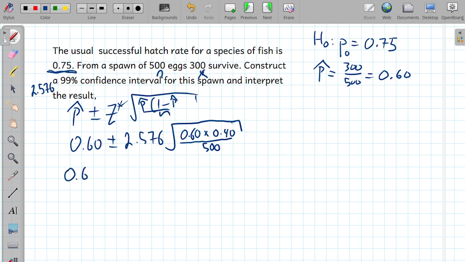Here's 0.60, here's a plus and minus, and now it's calculator work. Again, I'll do this in 2 steps, to make it a little easier to follow along. 2.576. Let's get our standard error. It's 0.24 divided by 500. That gives me that, and then we need to square root that. Yeah, there we go. So this is 0.0220.